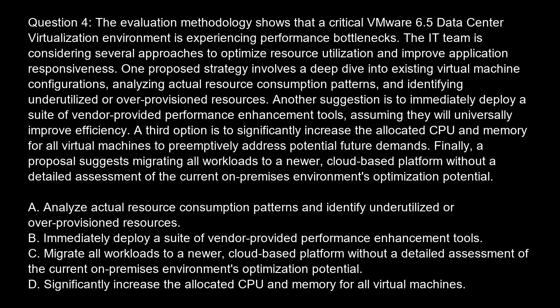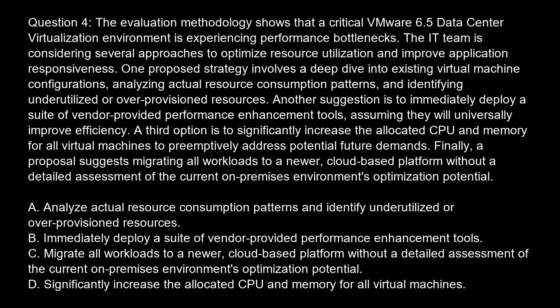One proposed strategy involves a deep dive into existing virtual machine configurations, analyzing actual resource consumption patterns, and identifying underutilized or over-provisioned resources. Another suggestion is to immediately deploy a suite of vendor-provided performance enhancement tools, assuming they will universally improve efficiency. A third option is to significantly increase the allocated CPU and memory for all virtual machines to preemptively address potential future demands. Finally, a proposal suggests migrating all workloads to a newer, cloud-based platform without a detailed assessment of the current on-premises environment's optimization potential.